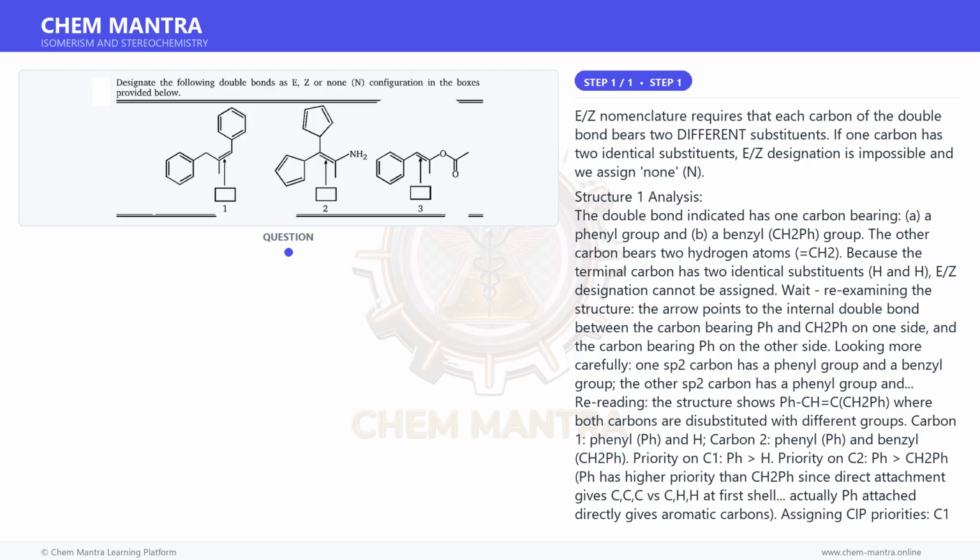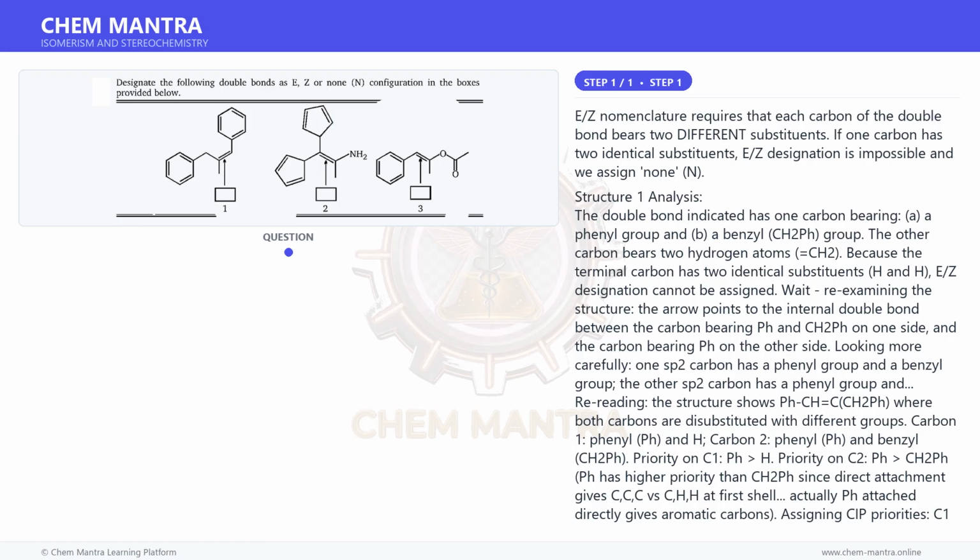Structure 2 analysis. The double bond has one carbon bearing two cyclopentadienyl groups, one above, one below left. Because this carbon bears two identical cyclopentadienyl substituents, attached the same way, E/Z cannot be assigned. The carbon bears two identical cyclopentadienyl rings, making E/Z designation impossible. Answer, N, none.